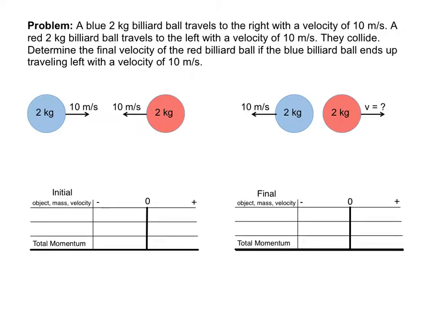Alright, so here's a sample problem. We've got a blue 2 kilogram billiard ball traveling to the right with a 10 meter per second velocity, and then a red 2 kilogram billiard ball traveling left with the same velocity, and then they collide. We know that the blue billiard ball ends up traveling to the left with 10 meters per second now, and we want to find the velocity of the red billiard ball after the collision using our momentum bar graph.